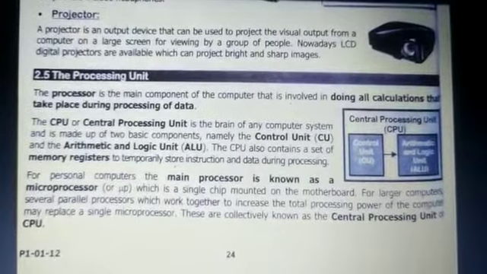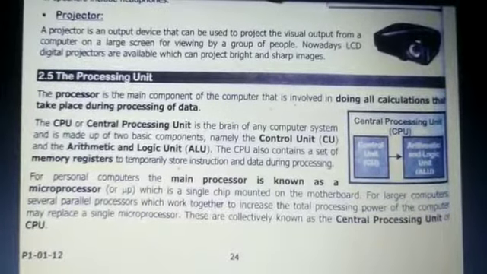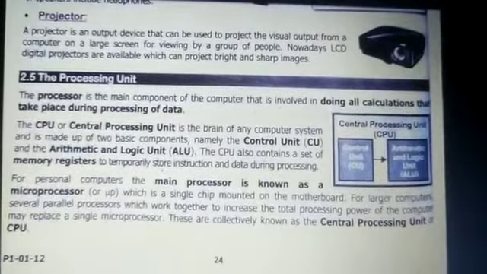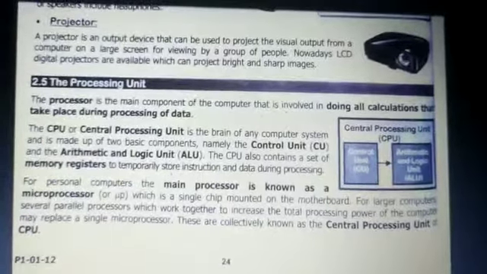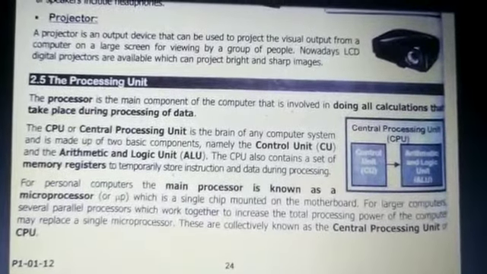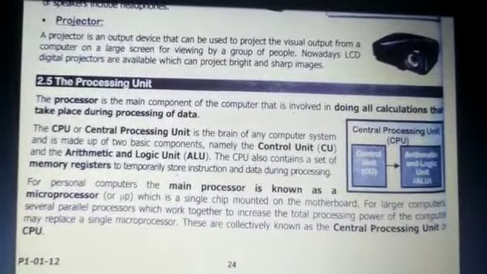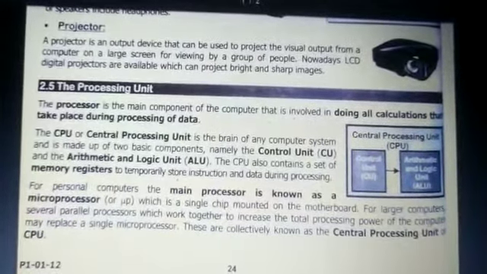Today's topic is the processing unit. The processor is actually the main component of the computer. The function of the processor is to do all the calculations that take place during the processing of the data. The CPU is responsible for doing the processing job. So that's why the CPU is called the brain of the computer.